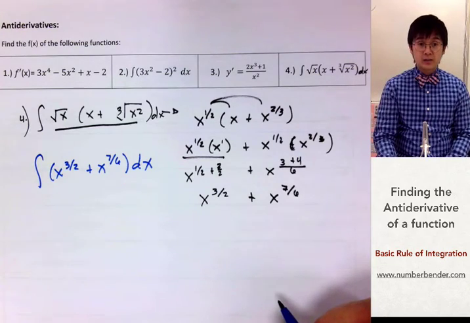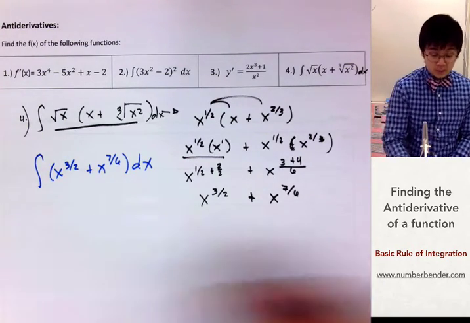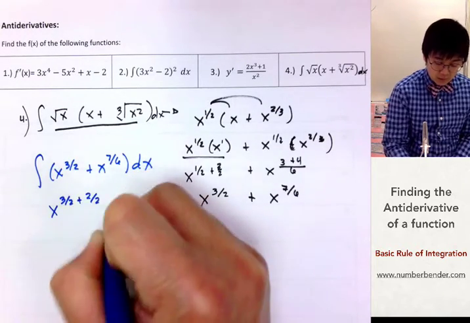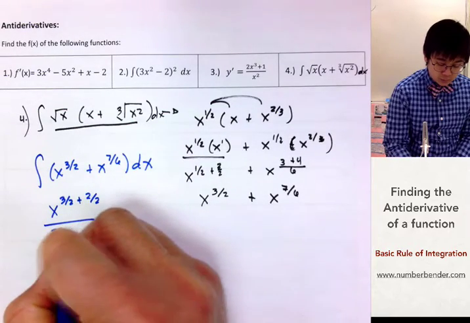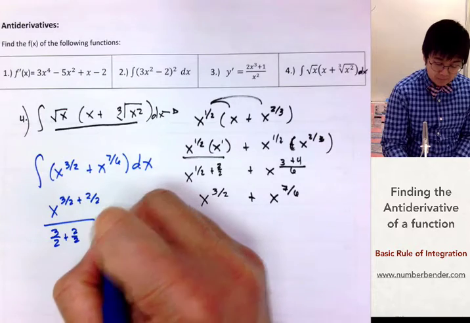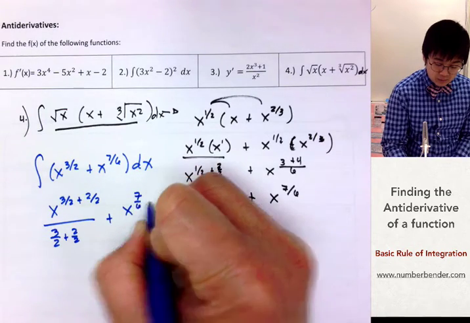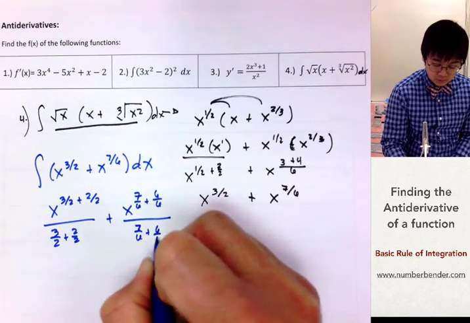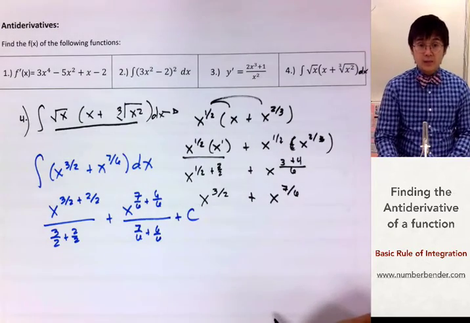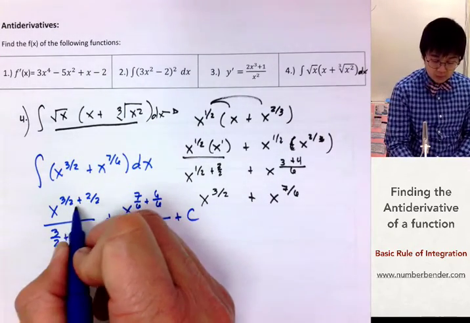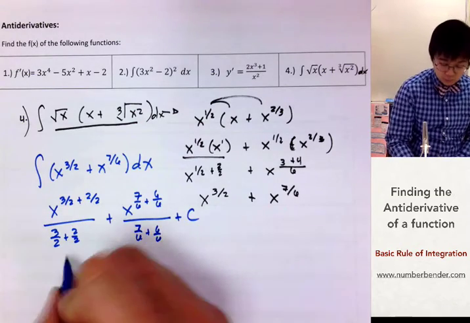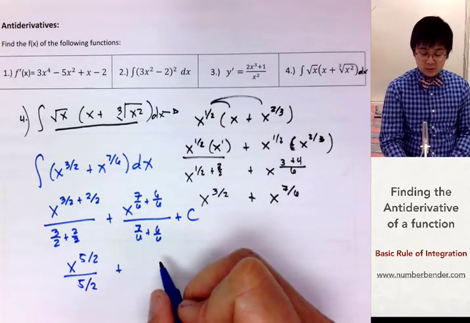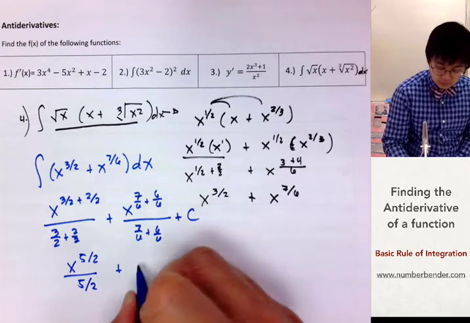To take the antiderivative of this function using the power rule, we'll have x raised to 3 over 2 plus 1, all over 3 over 2 plus 2 over 2, plus x raised to 7 over 6 plus 6 over 6, all over 7 over 6 plus 6 over 6, plus the constant c. By simplifying this, 3 over 2 plus 2 over 2 will be 5 over 2, and 7 over 6 plus 6 over 6 is equal to 13 over 6.